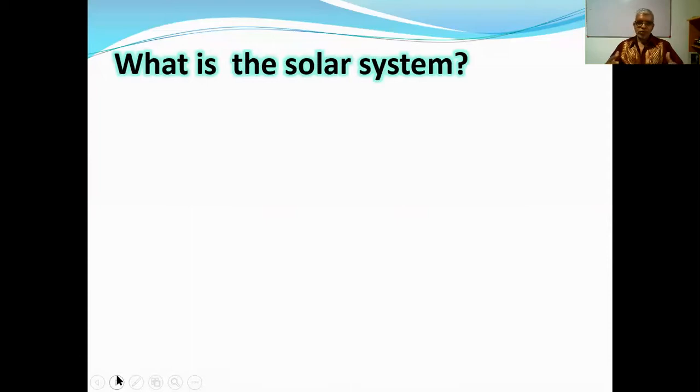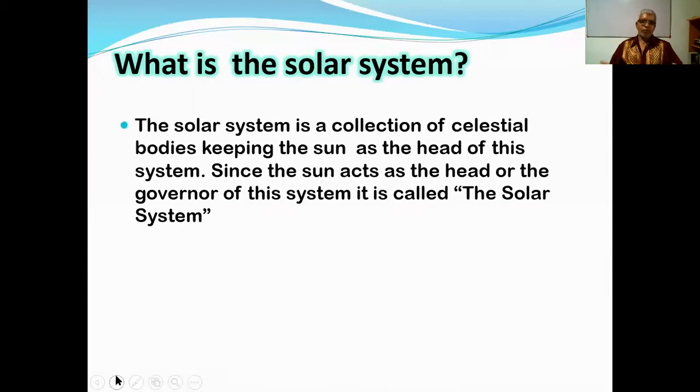Now you know that the solar system means a group, or collection, of celestial bodies that can be found in the universe. Why is it called the solar system? There's a reason for that. The solar system is a collection of celestial bodies keeping the sun as the head of this system, because there must be a head or leader. In our solar system, the head is the sun.